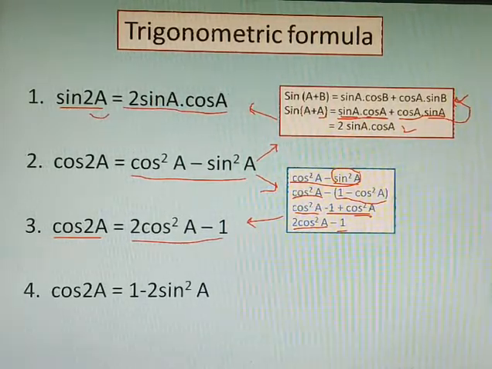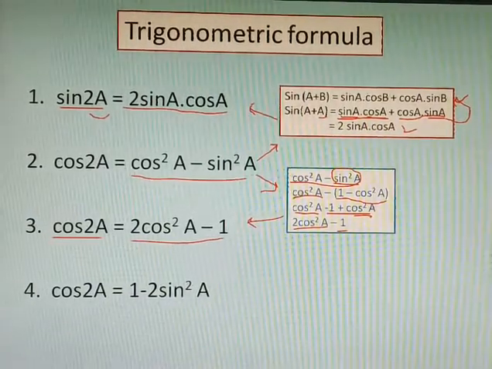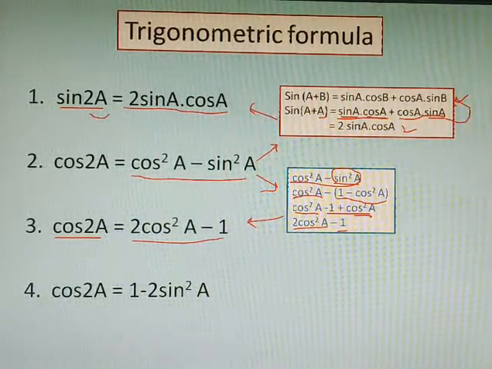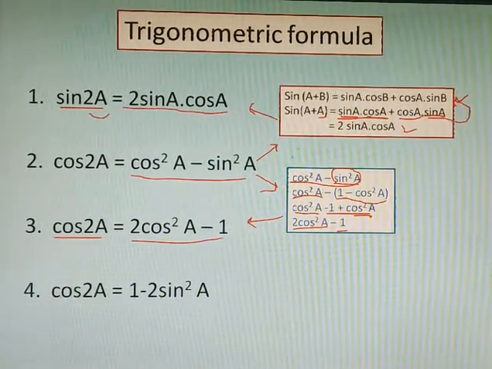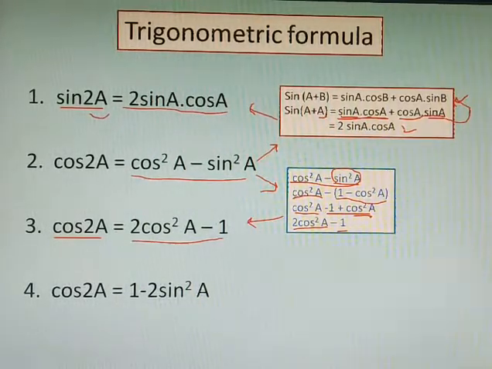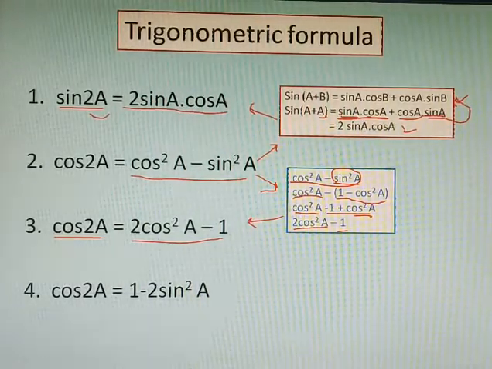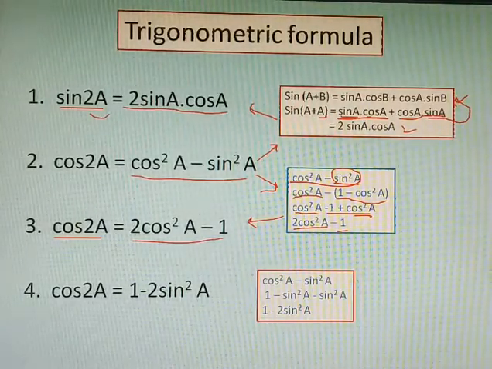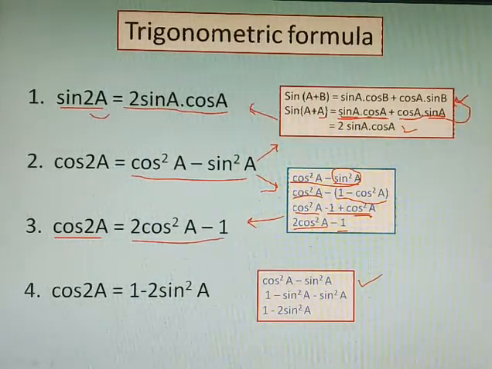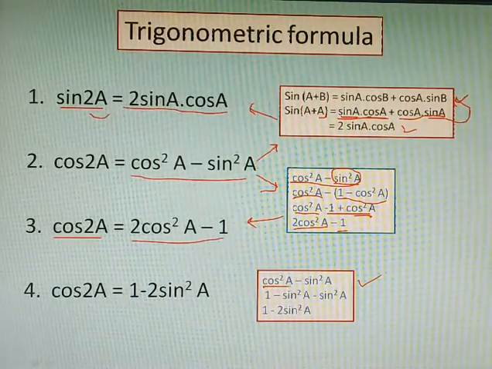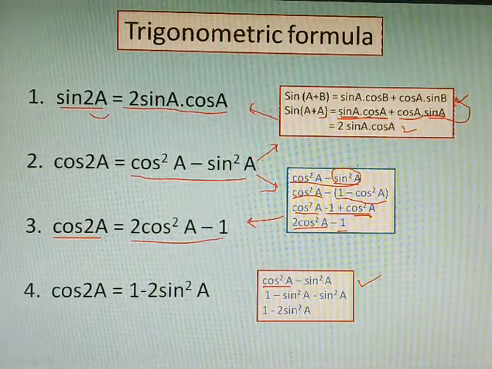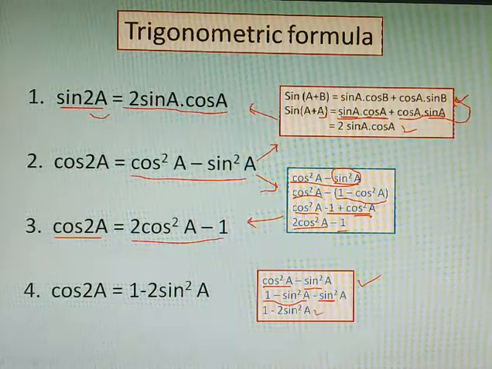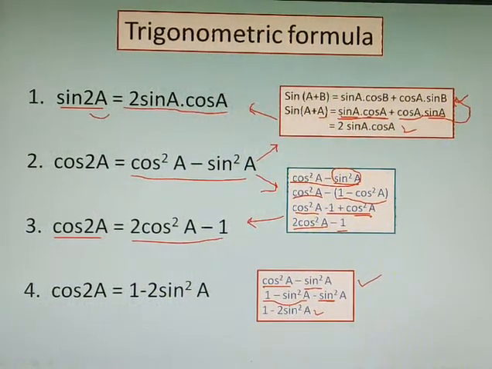Now formula number 4 goes like this, and it's again for cos 2A, and here cos 2A is equal to 1 minus 2 sine square A. You can also follow the same method here that I have applied for formula number 3. But also there is the example, the proof here I have done. So cos square A minus sine square A, here I have converted cos square A into 1 minus sine square A. Sine square A is same, and now you can get 1 minus 2 sine square A. So this is formula number 4.